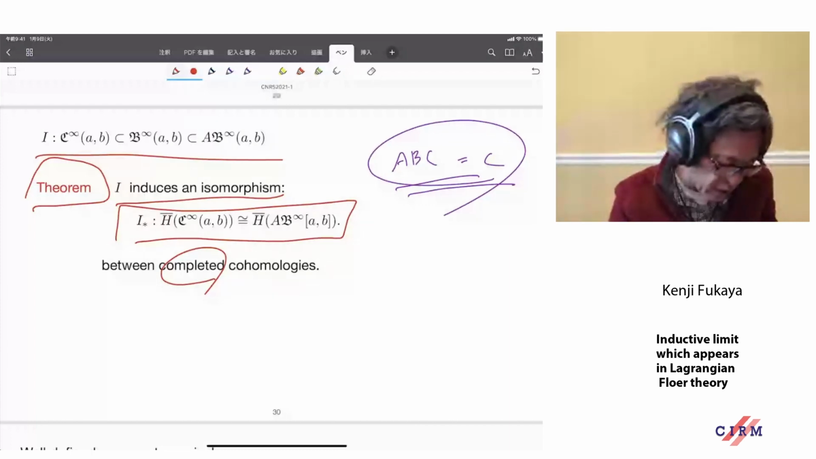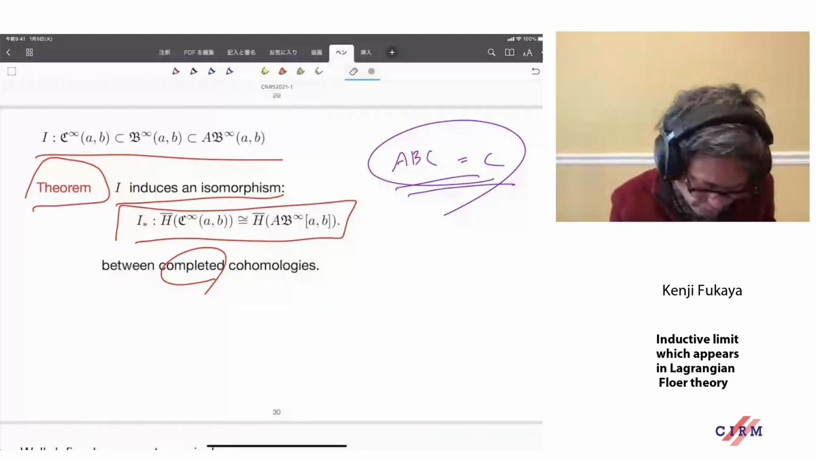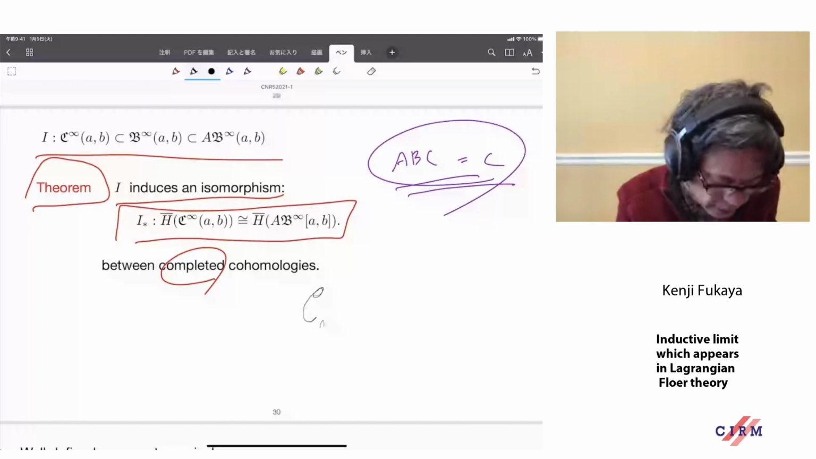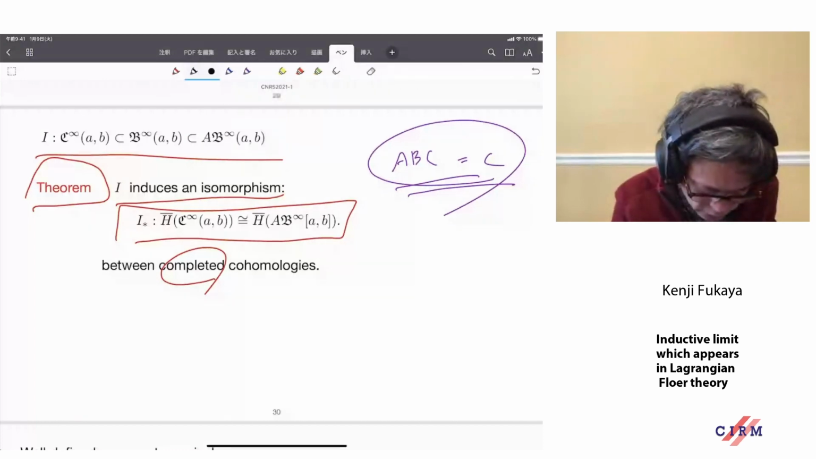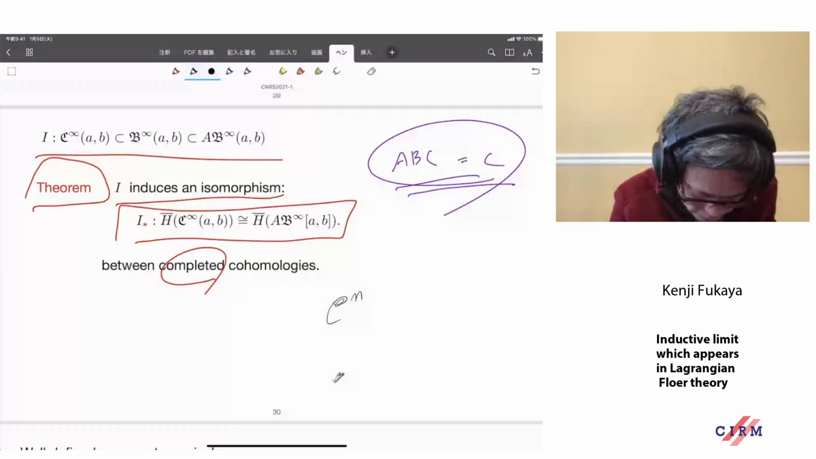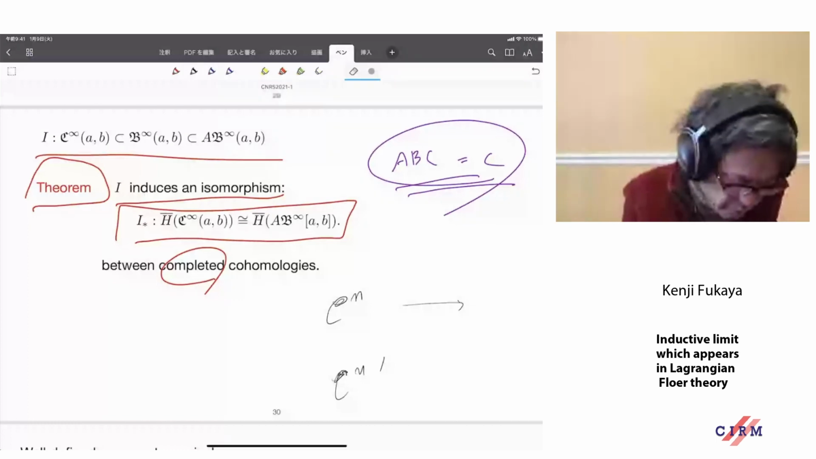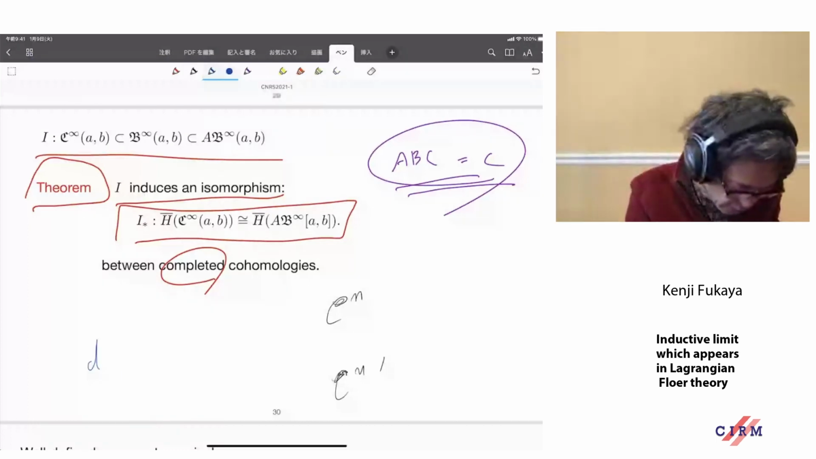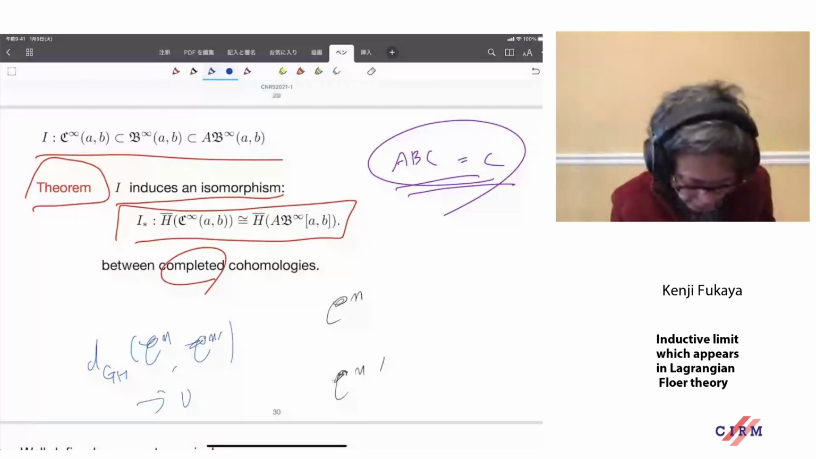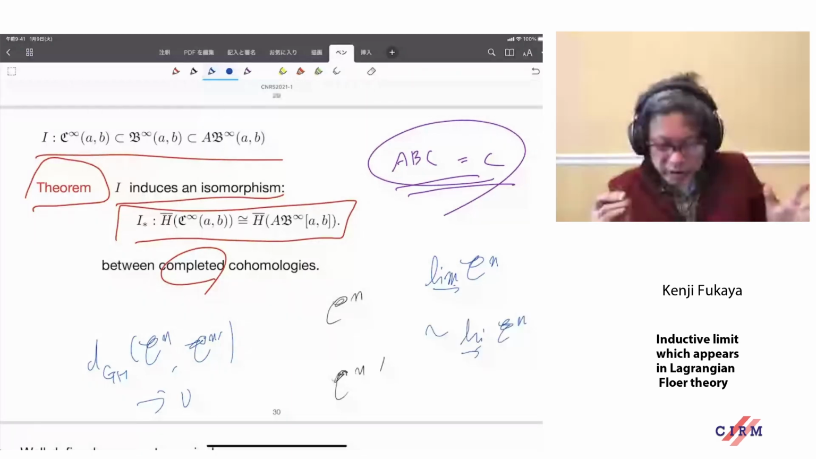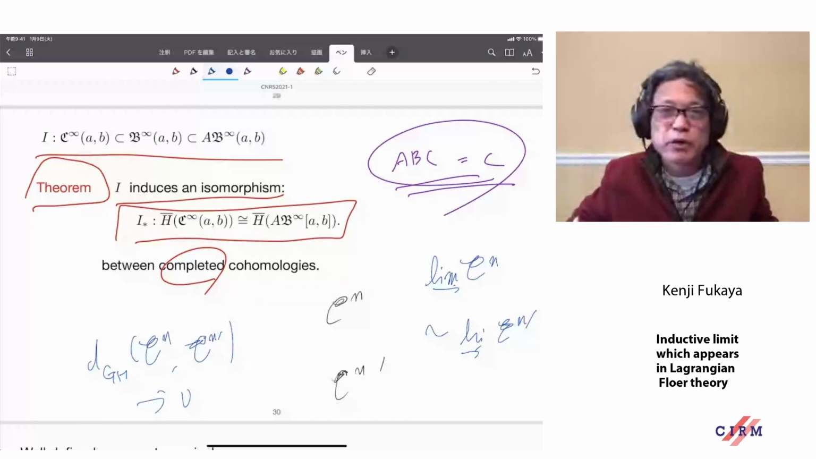Suppose we have this Cauchy sequence Cn, and I have this Cauchy sequence Cn prime. Then we assume that the Gromov-Hausdorff distance of these two Cauchy sequences goes to 0. Then I want to prove that the resulting limits are weakly equivalent.